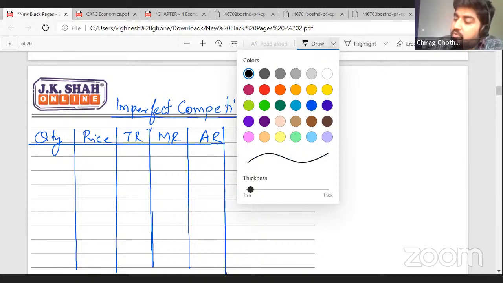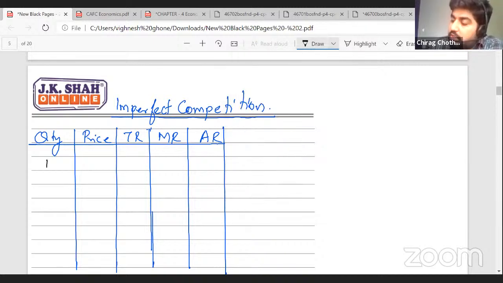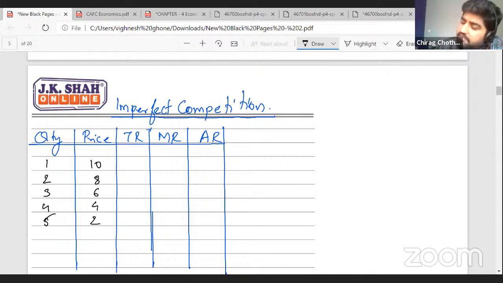All right. So now quantity we are having, let's suppose 1, 2, 3, 4, and 5. Now price, it cannot be just 10. If it is given 10, you cannot determine the other prices. You need to know price of all the commodities. Why? Because this is an imperfect competition. In case of imperfect competition, price is not constant, price is not same, price will be different, right? So here let's suppose the price is 10, and then it is 8, then it is 6, then it is 4, and finally it is 2.